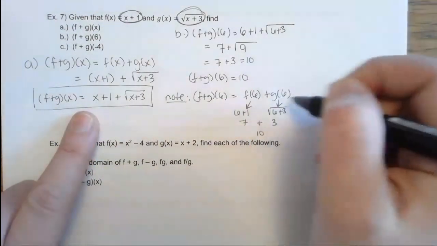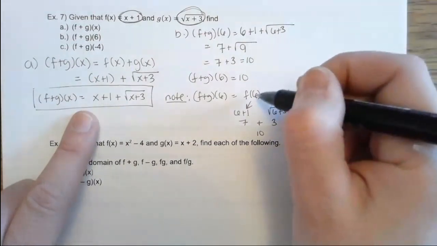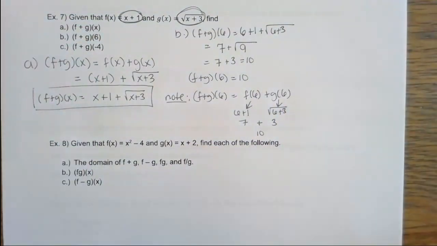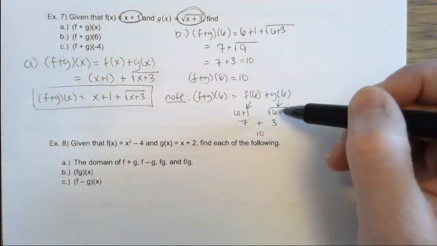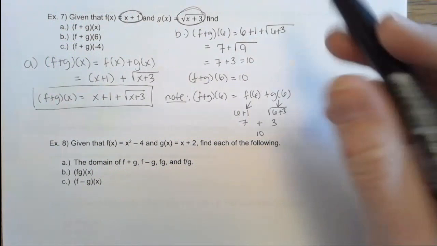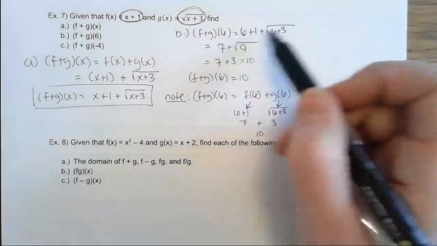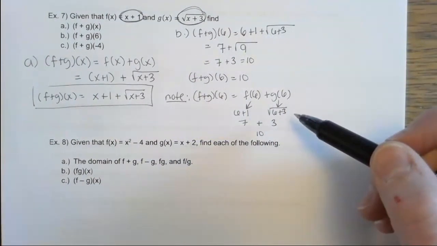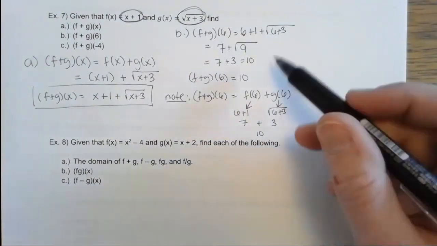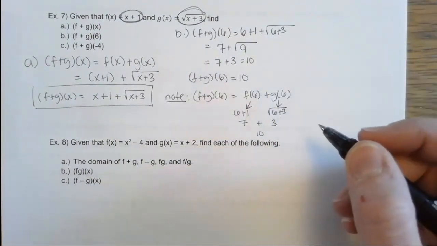So this is a really nice tip because sometimes it may be easier to add them individually, or to find the values individually first based on the information you have. You can find them individually and then add, or you could find the function first and plug in. And this is also true for subtraction, multiplication, and division. So you can do it either way.